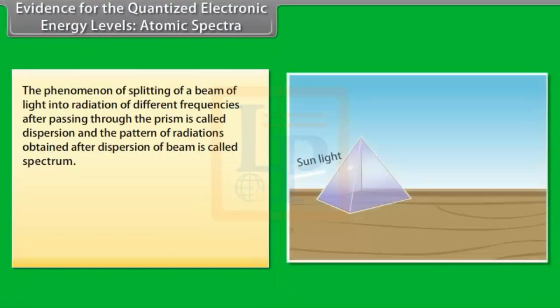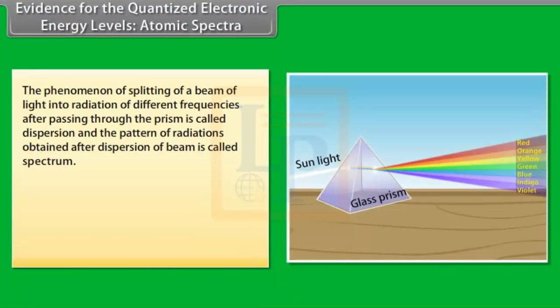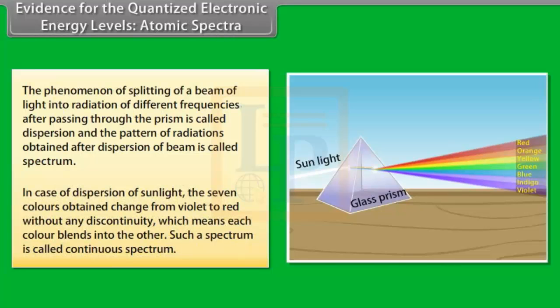Evidence for the quantized electric energy levels. Atomic spectra. The phenomenon of splitting of a beam of light into radiation of different frequencies after passing through the prism is called dispersion, and the pattern of radiations obtained after dispersion of beam is called spectrum. In case of dispersion of sunlight, the 7 colors obtained change from violet to red without any discontinuity, which means each color bends into the other. Such a spectrum is called continuous spectrum.